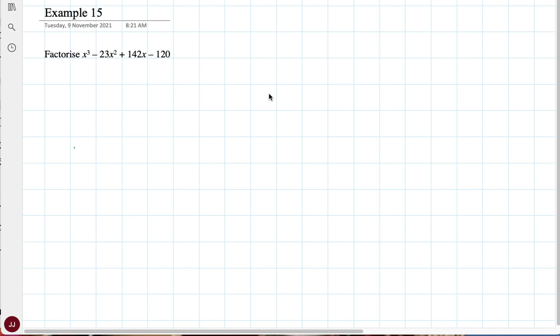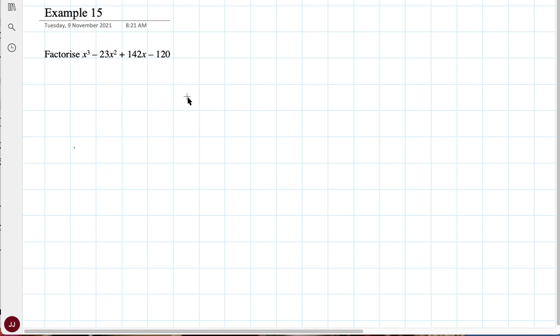In polynomials, we are given a polynomial of degree 3, which is a cubic polynomial: x cube minus 23x square plus 142x minus 120. So we have to factorize that. So how to go about it?